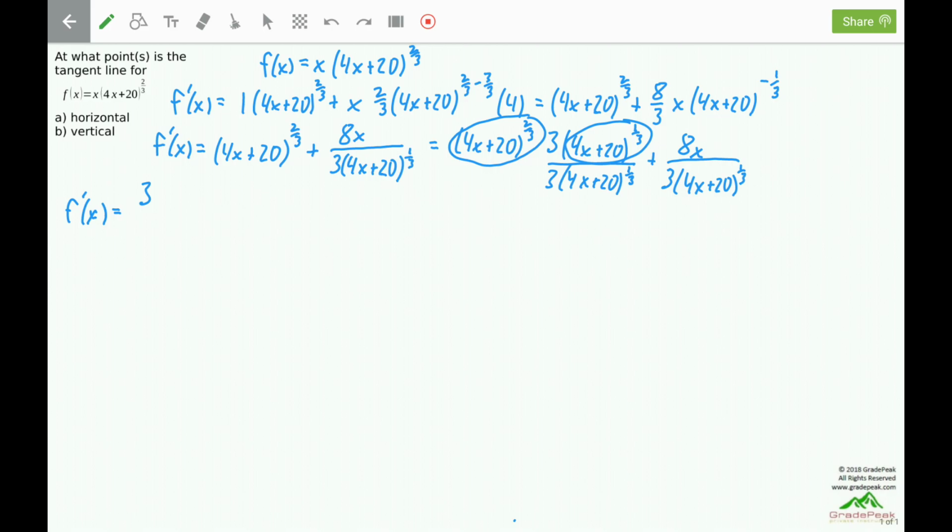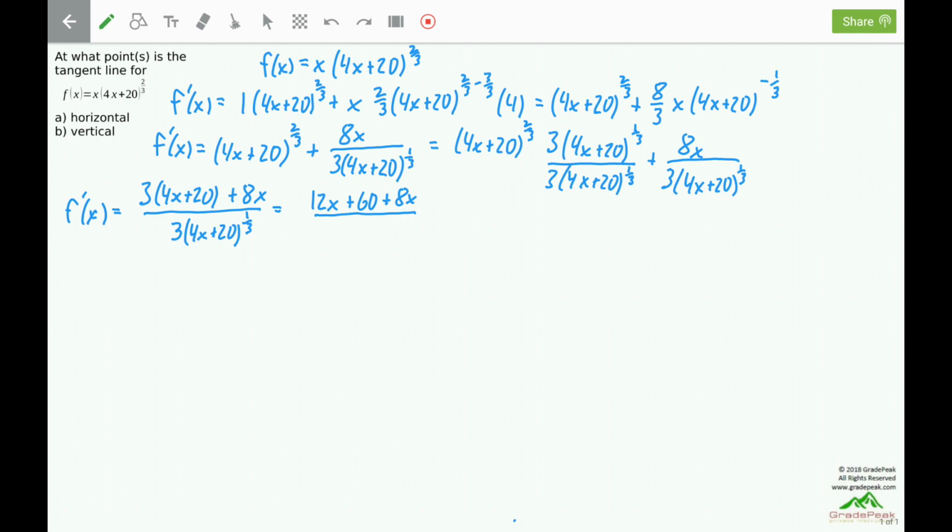We can multiply those by adding the exponents. 2/3 plus 1/3 is a power of 1, so 3 times (4x plus 20). And then the second fraction, we have a numerator of 8x, so this will be plus 8x, because it is now over that common denominator of 3 times (4x plus 20) to the 1/3. The next step, I'm going to distribute the 3 in the numerator, so 3 times 4x is 12x, 3 times 20 is 60, and we have this added to 8x.